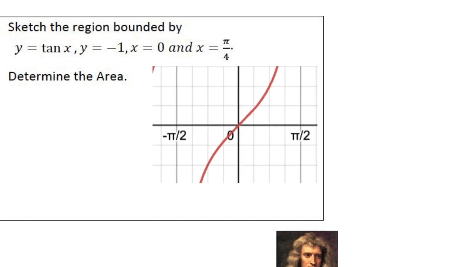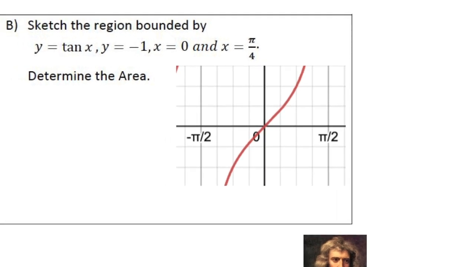When you looked at question B, it was a similar problem, but we moved one of the boundaries. Y equals -1 became a boundary, and when you drew that in, there we go, x was still equal to 0 as a boundary, and x was equal to pi over 4. So this region, we'll call this region 1, is going to have the same area that we had before, but we now have this new region, region 2, in which we're going to add the area.